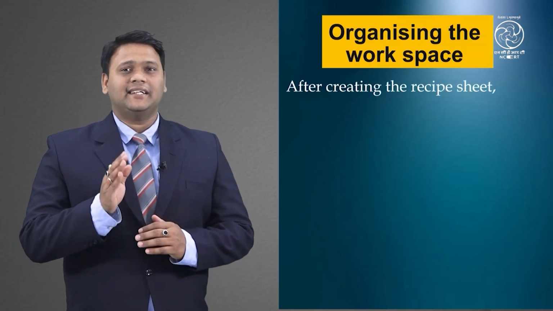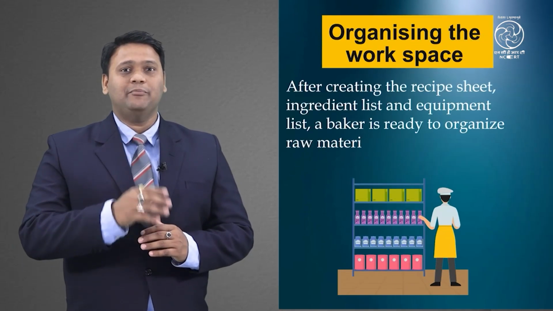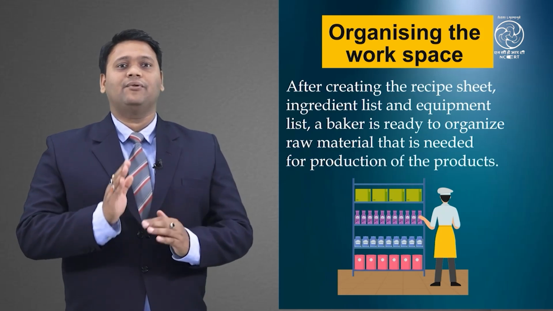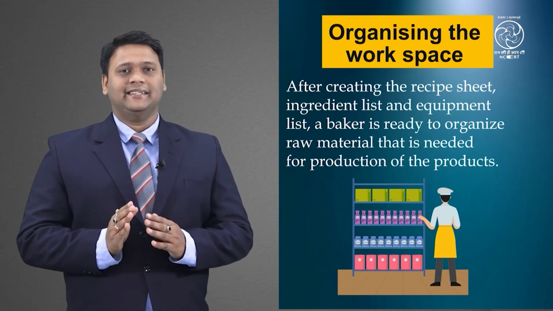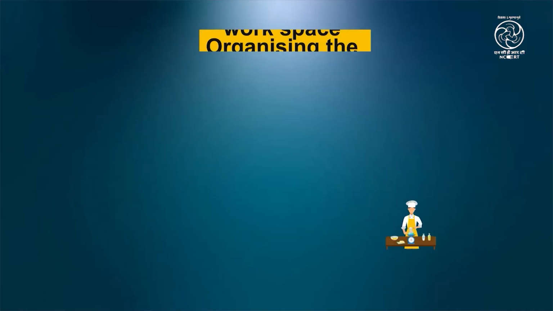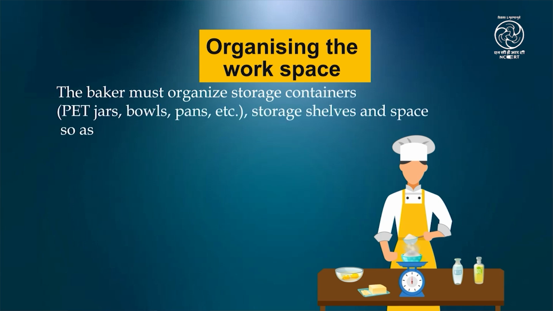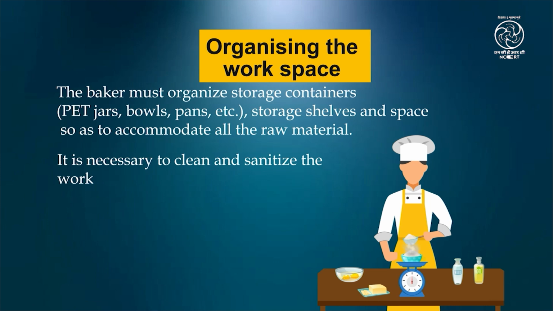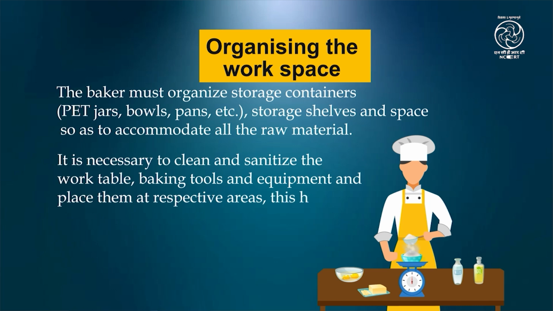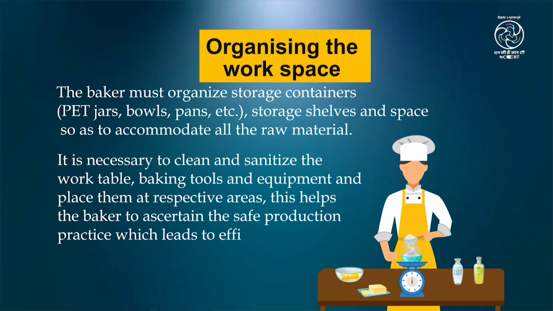After creating the recipe sheet, ingredient list and equipment list, a baker is ready to organize raw material that is needed for production of the products. The baker must organize storage containers, storage shelves, and space so as to accommodate all the raw material. It is necessary to clean and sanitize the work table, baking tools and equipment, and place them at respective areas. This helps the bakers to ascertain safe production practice, which leads to efficiency in the work.